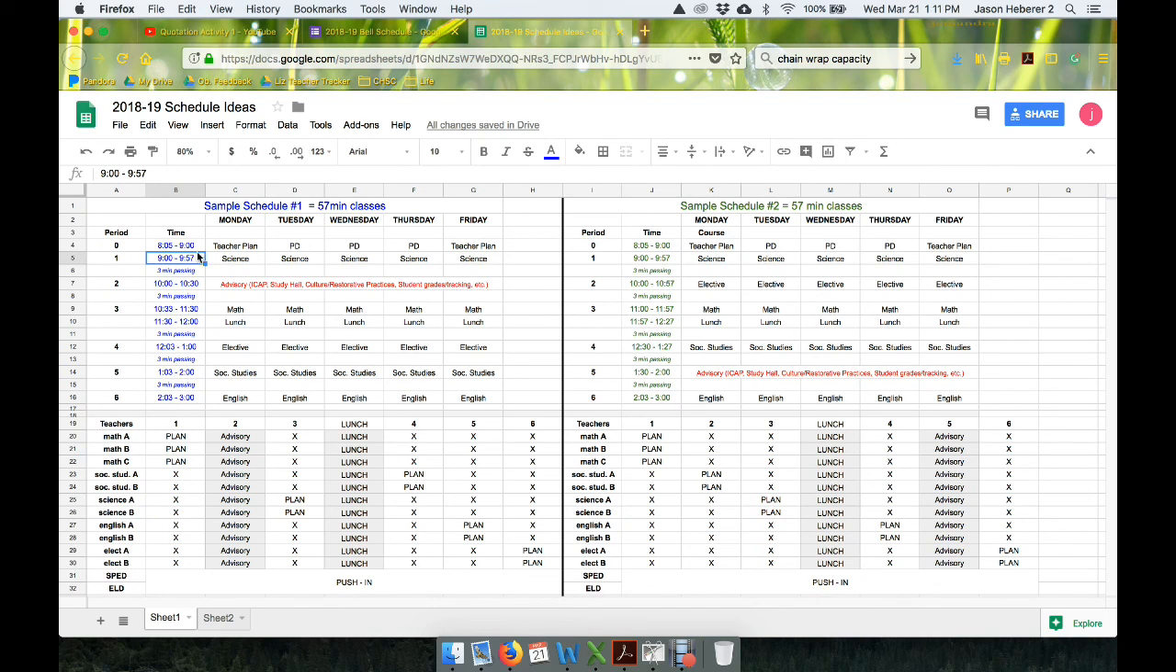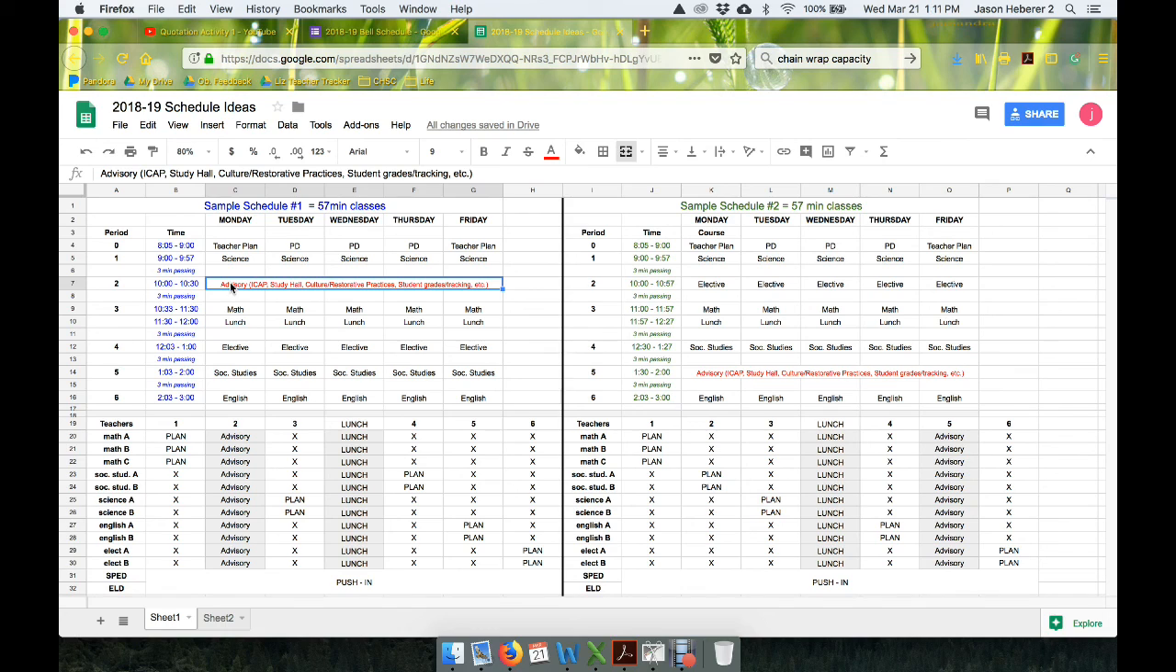So we have from 9 to 9:57. Let's say it might be a science class. Doesn't mean science is only taught first period, it's just in this particular sample student schedule. 3-minute passing period instead of 2, looking at having hopefully some more time for teachers to take care of themselves, as well as students to actually get to class, check their phone, and be ready to go with the beginning of class. So that means 10 o'clock, second period would start.